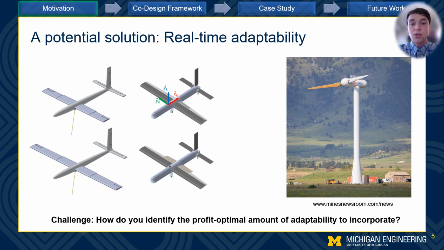While both these systems utilize real-time adaptability, there isn't a clear guideline for just how much adaptability to incorporate into a given system. And, as you probably know, for any renewable energy system to be adopted, it needs to be cost competitive with fossil fuel alternatives. This begs the question that my paper aims to address. How do you identify the profit optimal amount of adaptability to incorporate into a renewable energy system?